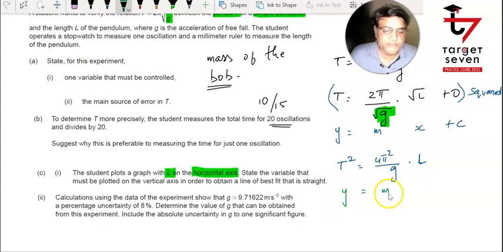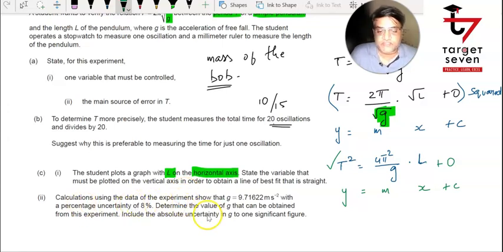in the form of a straight line equation, y is equal to mx plus c, which goes on to say that if I plot T squared along the y-axis and length along the x-axis, I will end up getting a straight line. That is what he is asking: obtain a line of best fit that is straight. As mentioned earlier, it is not necessary that the line of best fit is always a straight line. In order to obtain a straight line of best fit here, we will have to plot T squared versus L. So state the variable that must be plotted along the vertical axis. It should be T squared.